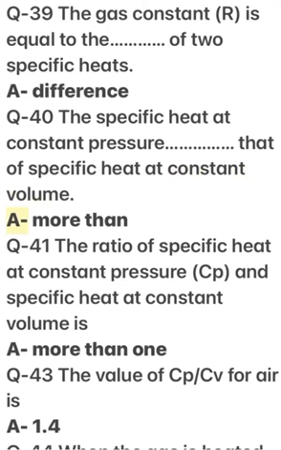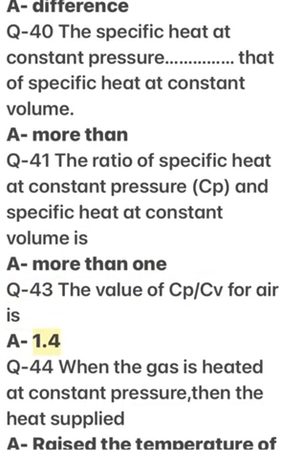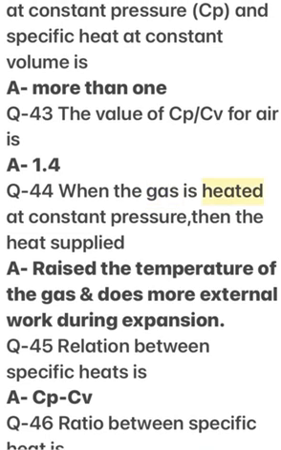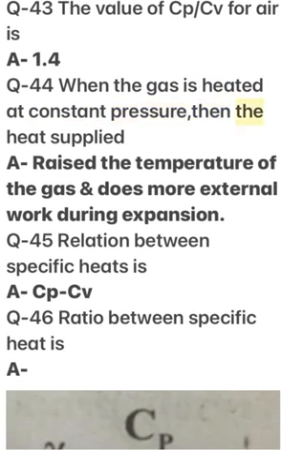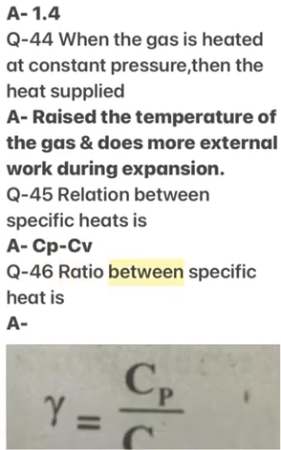Q41. The ratio of specific heat at constant pressure, Cp, and specific heat at constant volume, Cv, is more than 1. Q43. The value of Cp/Cv for air is 1.4. Q44. When the gas is heated at constant pressure, then the heat supplied raises the temperature of the gas and does more external work during expansion. Q45. Relation between specific heats is Cp/Cv. Q46. Ratio between specific heats is A.